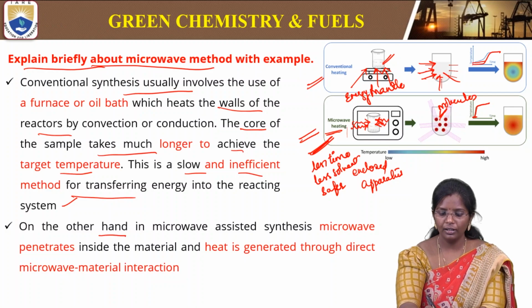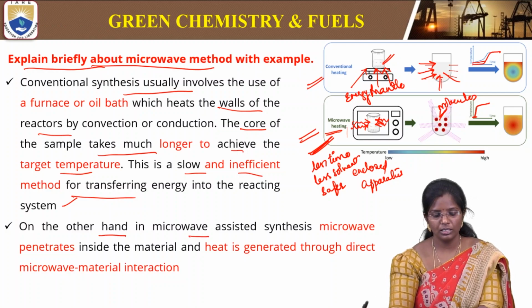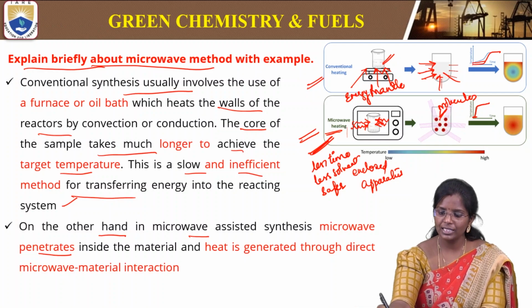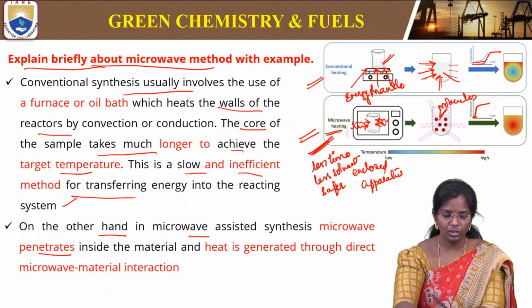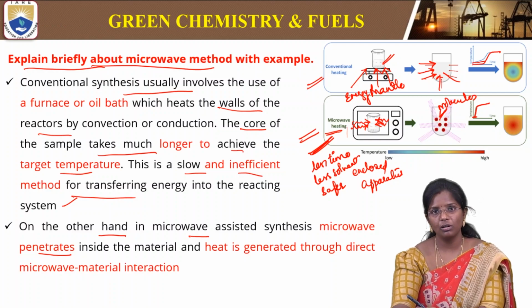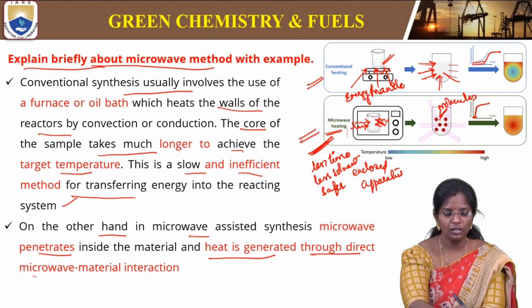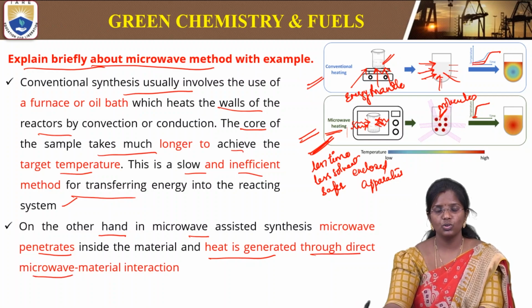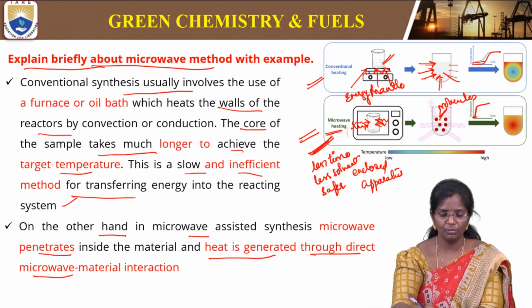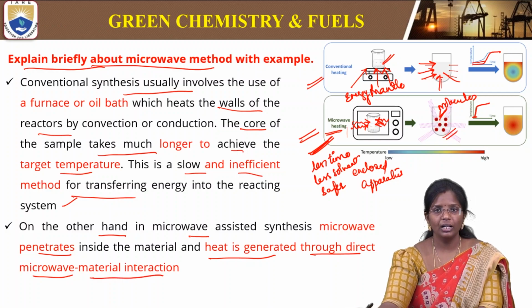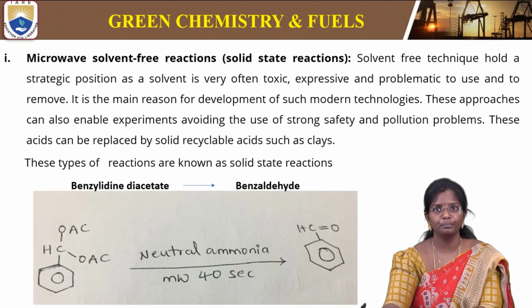Whereas on the other hand, in microwave assisted synthesis, microwaves are used that penetrate into the material. Glass is transparent to microwaves, so they penetrate into the materials, also Teflon. Heat is generated through the direct microwave material interaction. So the microwaves directly interact with the material and the reaction is faster. This is a very advantageous procedure that we use for the synthesis of any of the materials or products.